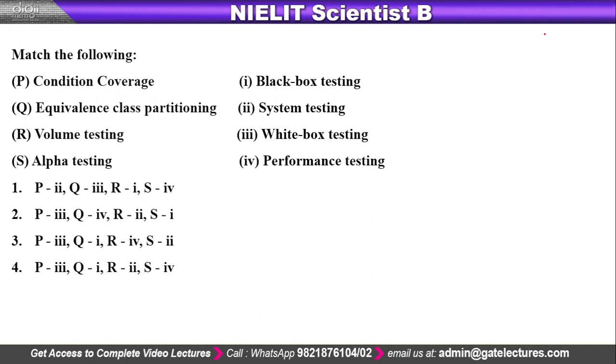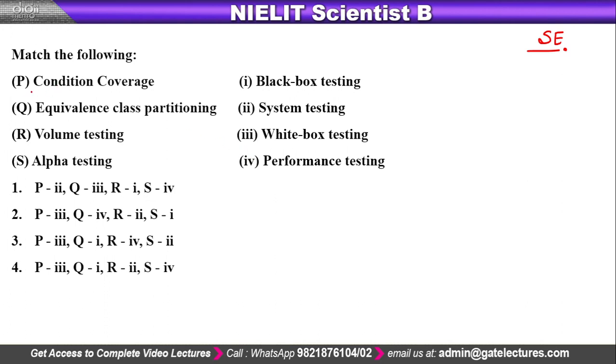So this is your software engineering question. The question is, you are given four types of testing and certain categories or certain parts related to them. So you have to match these with them. We have been given condition coverage, equivalence class partitioning, volume testing, alpha testing, and then they have given black box, system, white box, performance testing.